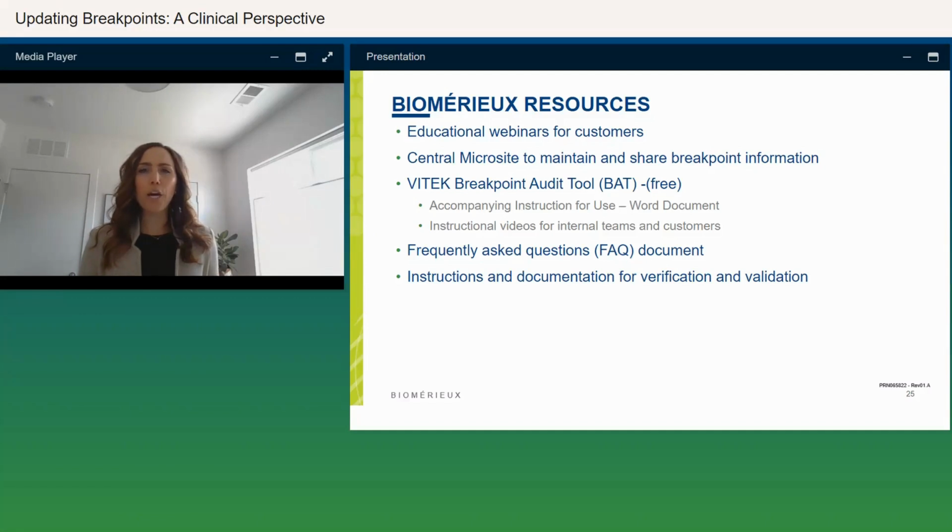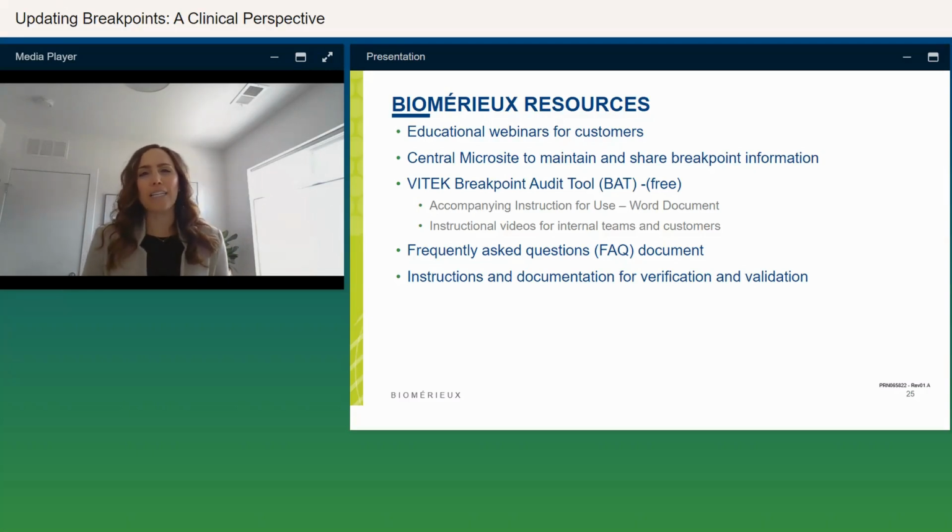We also have that FAQ document. There is a whole section on susceptible dose dependent that you can refer to and use it to actually work with your clinicians if you're in the laboratory, or vice versa.